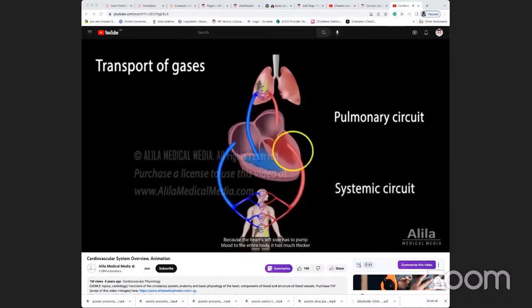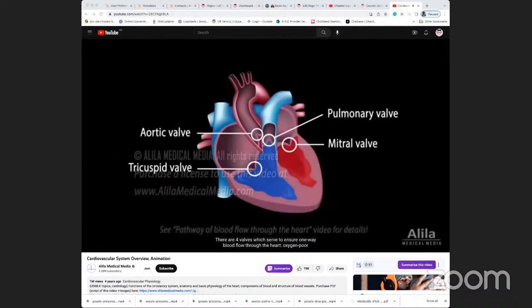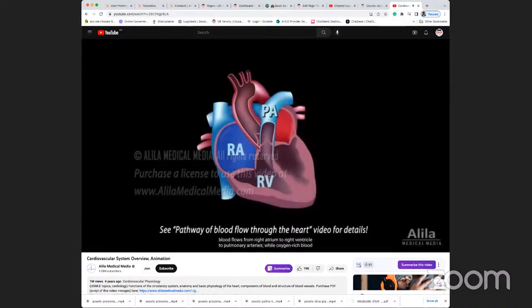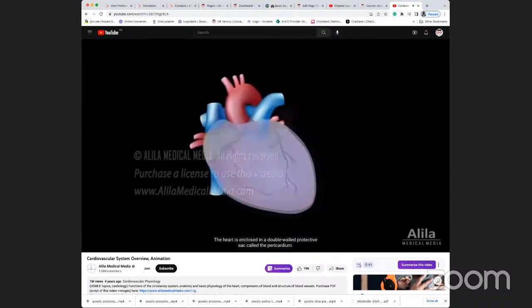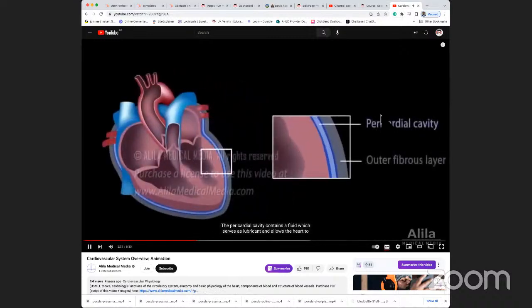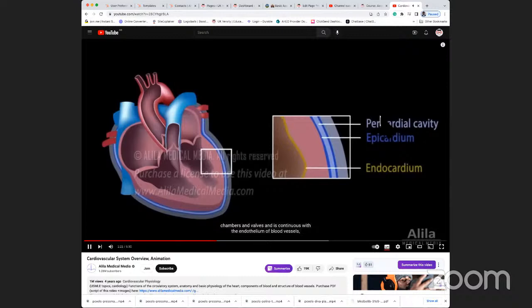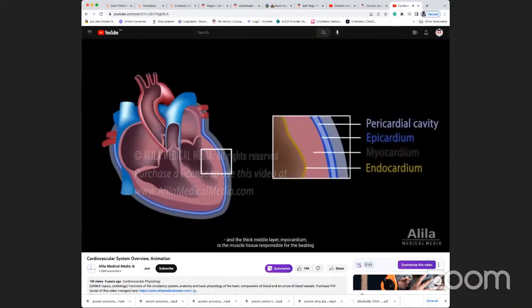Because the heart's left side has to pump blood to the entire body, it has much thicker muscle than the right side. There are 4 valves which serve to ensure one-way blood flow through the heart. Oxygen-poor blood flows from right atrium to right ventricle to pulmonary arteries, while oxygen-rich blood moves from left atrium to left ventricle to the aorta. The heart is enclosed in a double-walled protective sac called the pericardium. The pericardial cavity contains a fluid which serves as lubricant and allows the heart to contract and relax with minimum friction. The heart wall has 3 layers. The outer layer, epicardium, lines the pericardial cavity. The inner layer, endocardium, lines heart chambers and valves and is continuous with the endothelium of blood vessels. And the thick middle layer, myocardium, is the muscle tissue responsible for the beating of the heart.